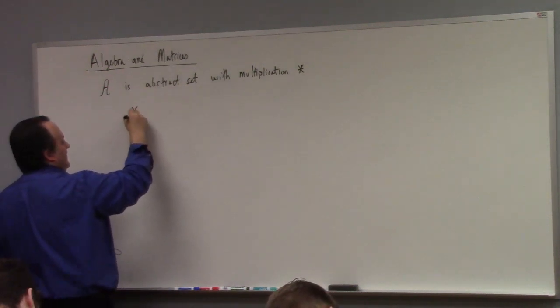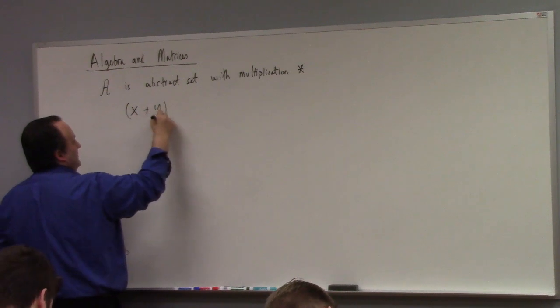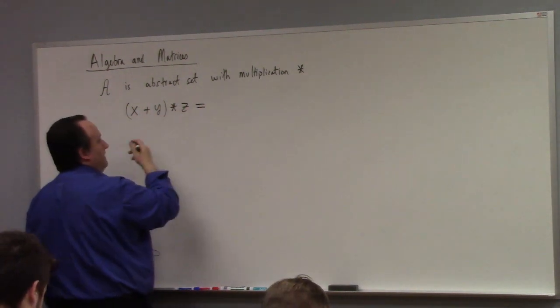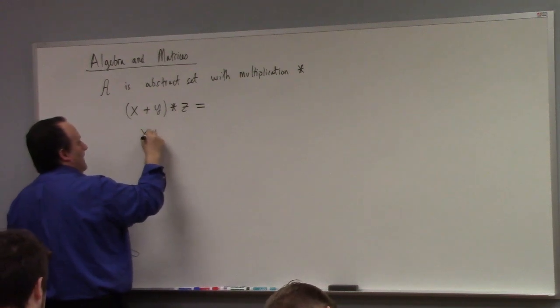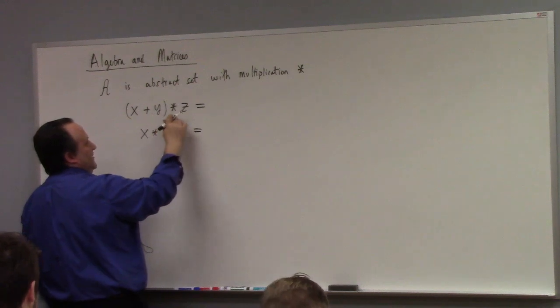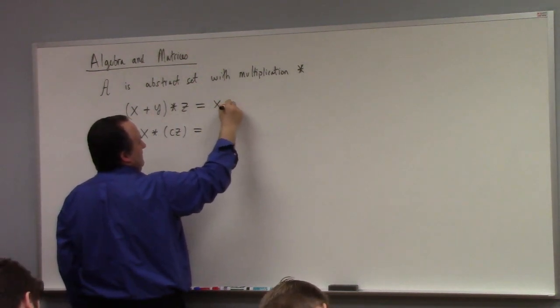For example, if I have (x plus y) star z, you guys tell me what should happen. What do you think should happen? How about this? x star z plus what?